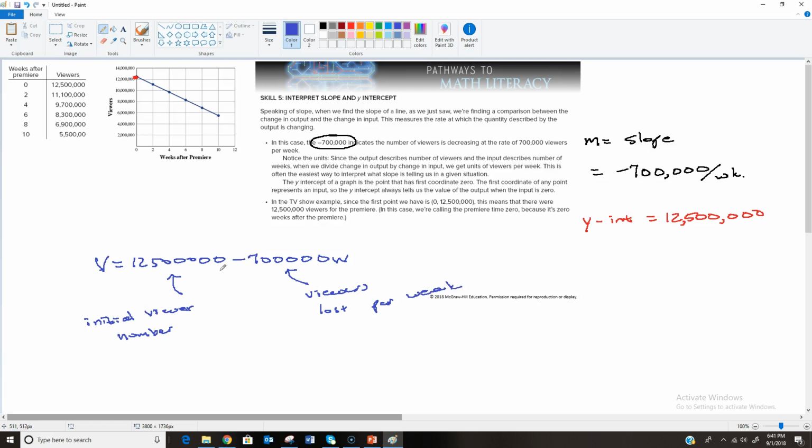So whenever you're looking at a y-intercept and a slope, the y-intercept is usually the initial or the starting value for whatever application type problem you're looking at, whereas the slope is the amount that you lose per whatever unit you're measuring your x value in. So we're measuring in weeks, and so minus 700,000 means we're losing 700,000 viewers per week.